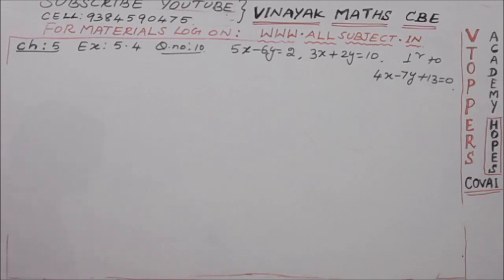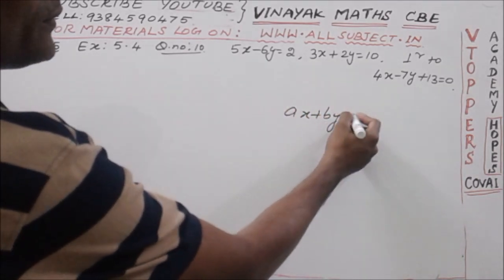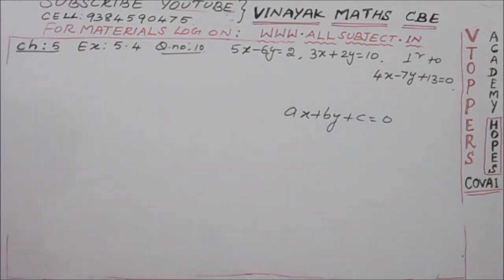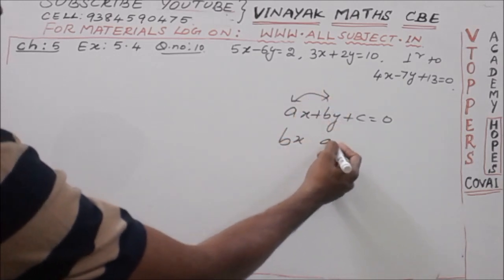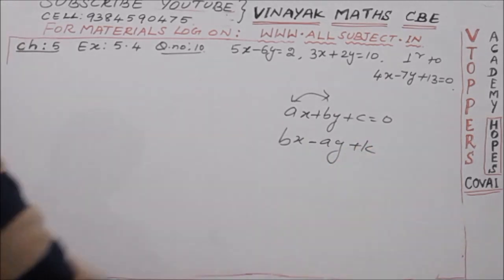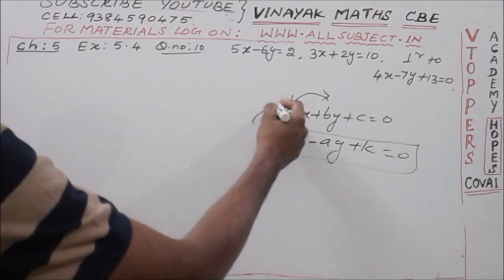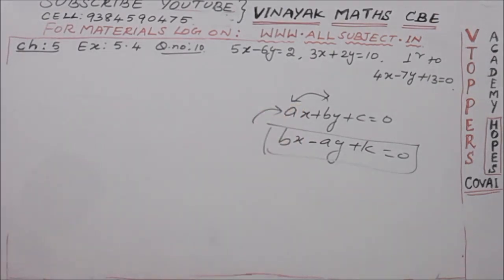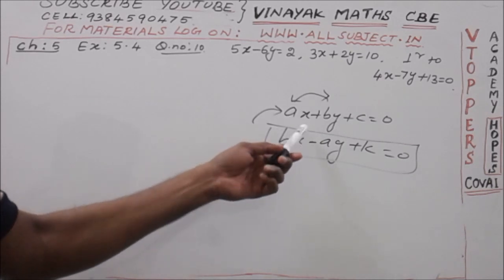How to find the perpendicular form of a line? For a line ax plus by plus c equal to 0 given, to find its perpendicular form, interchange the coefficients of x and y, that is bx, ay, and change the sign of y, and apply a constant term k equal to 0. Now this line is perpendicular to the above line. The perpendicular form is found by the above method.